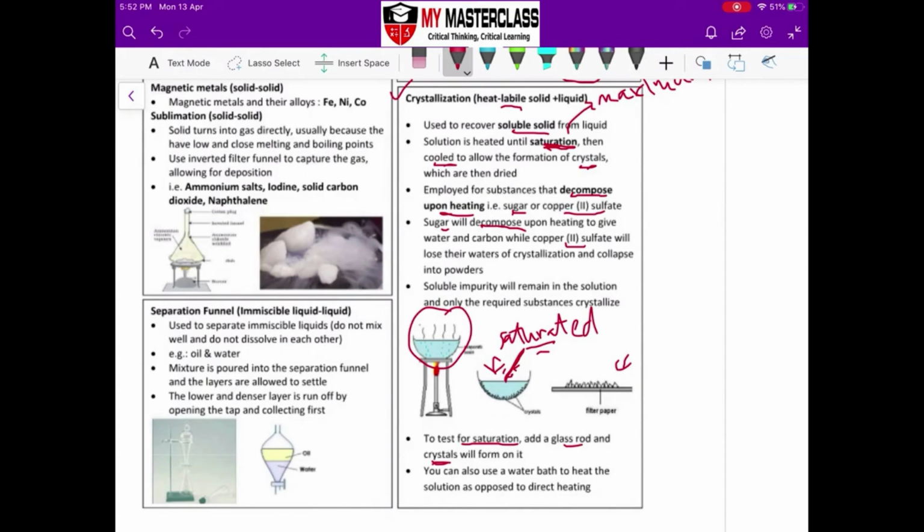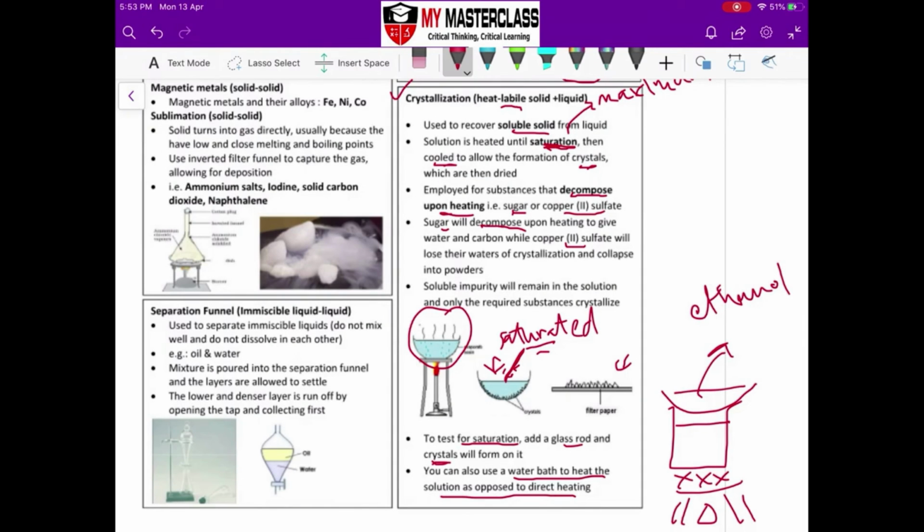You can also use a water bath to heat the solution as opposed to direct heating. For example, if I use ethanol as a solvent, which is an alcohol, it is what we call a volatile liquid, and it is pretty flammable. So I don't heat the ethanol directly. I heat using a water bath, which is a beaker, with your usual tripod stand and Bunsen burner, and you heat the solution or the mixture with ethanol.